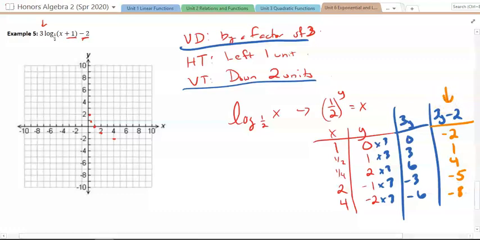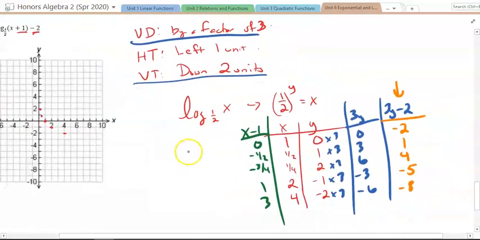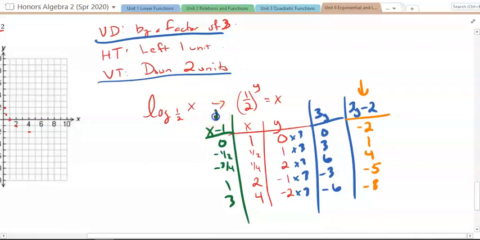Now, what do the x's need to do? They all need to move to the left 1. And so my x's, I'm going to end up with x minus 1. And so 0, this will be negative 1/2, this will be negative 3/4, this would be 1, and this would be 3. And so my final ordered pairs, the ordered pairs for this function that I'm going to graph, is going to be the green column and the orange column.